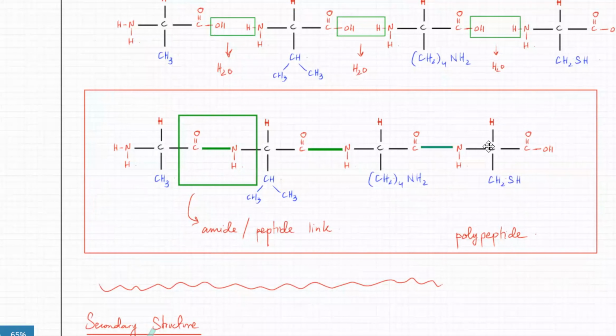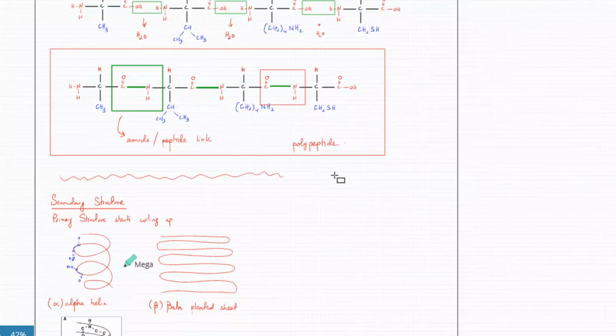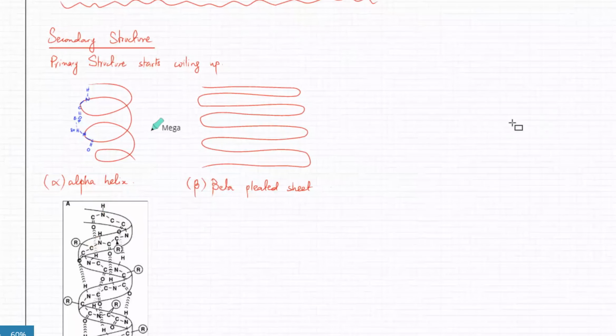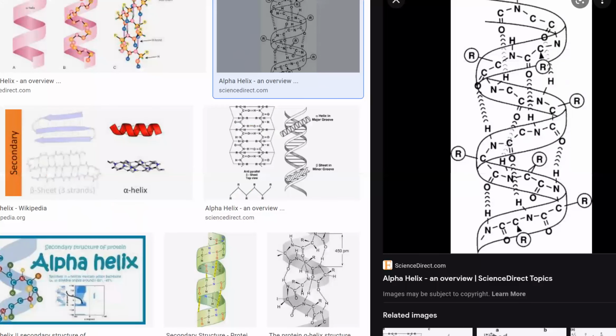This amide attracts this other amide, like there's an amide at the front as well. So the amide over here will attract this amide, so the chain would start coiling up. This thing will start attracting this thing, so it's going to start folding up. The same goes for beta pleated sheets.